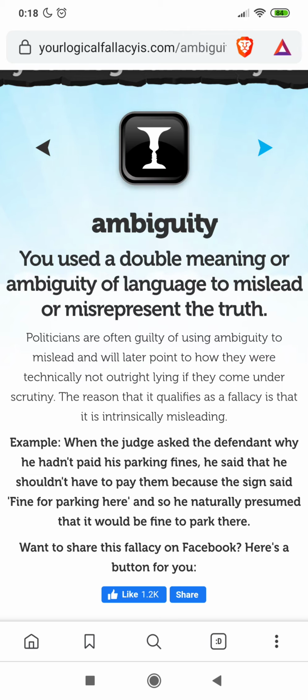For example, when the judge asked the defendant why he hadn't paid his parking fines, he said that he shouldn't have to pay them because the sign said "fine for parking here", so he naturally presumed that it would be fine to park there.